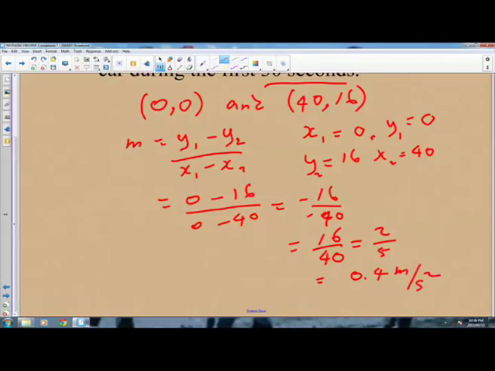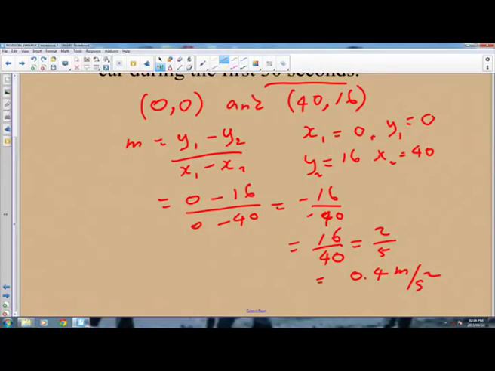This is how you find the acceleration of a car along a given point. All you need to do is to pick any 2 points, then find the slope of the line at that point. The slope of the line in a speed time graph represents acceleration. So as per this question, the acceleration is 0.4 meters per second squared. Let's go for a short break. When we come back, we'll continue with our revision exercise.